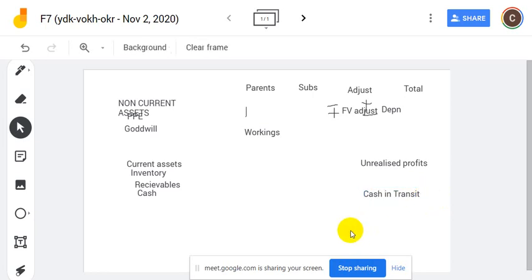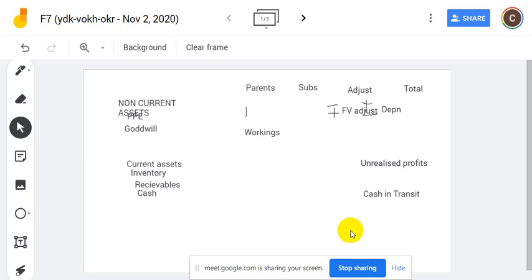This is where one who is owing has made a payment, but the other one has not received the cash yet. So the cash in transit should be added to the cash.